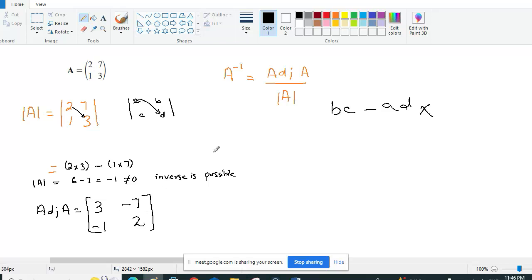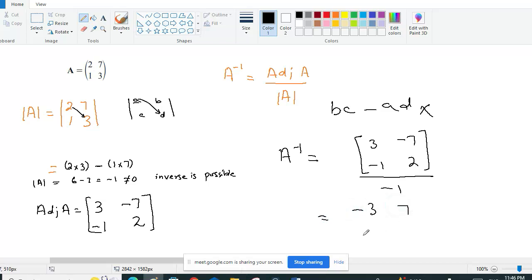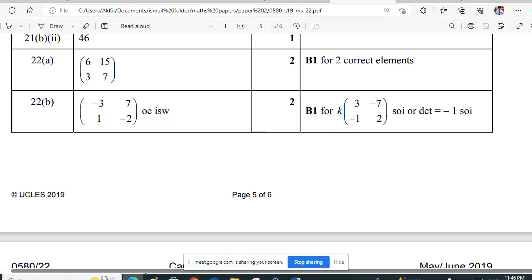So if I have to find A inverse, I'll simply write A inverse is equal to adjoint A, that is 3, -7, -1 and 2, divided by the modulus A, that is -1. If I change the sign, it will become -3, 7, 1 and -2. If I check the answer, it's the same: -3, 7, 1, -2.